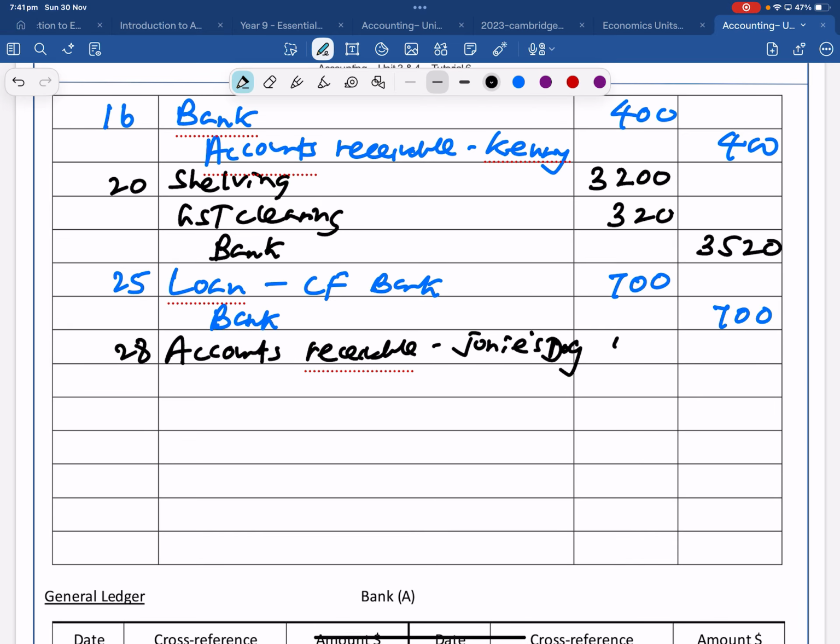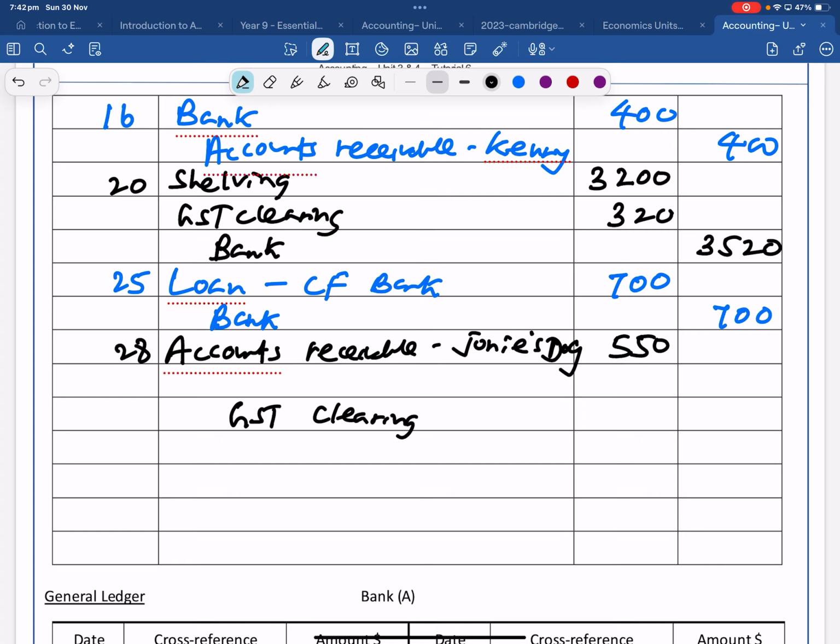Right. How much? 550. Yes, with GST. Then what's the next one? GST clearing. Yes. Credit. Credit, yes. Don't help him. And then sales.